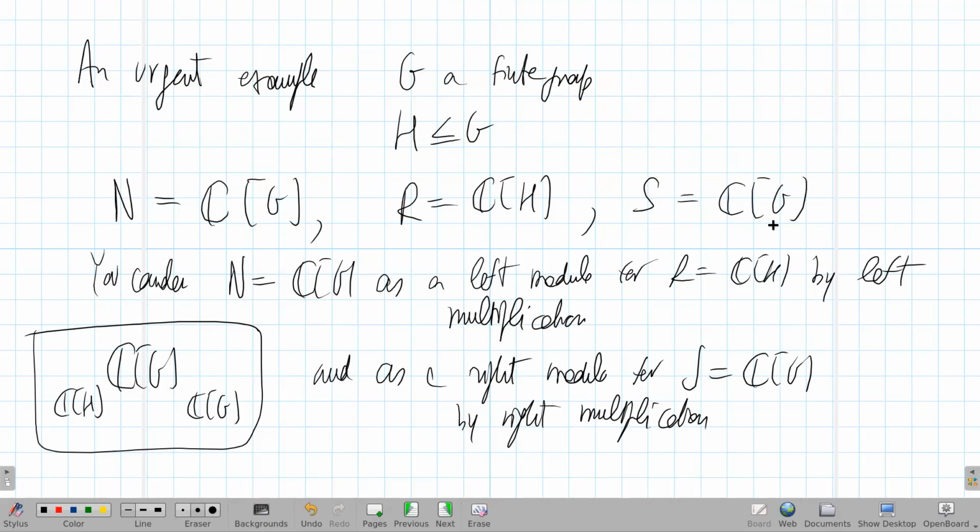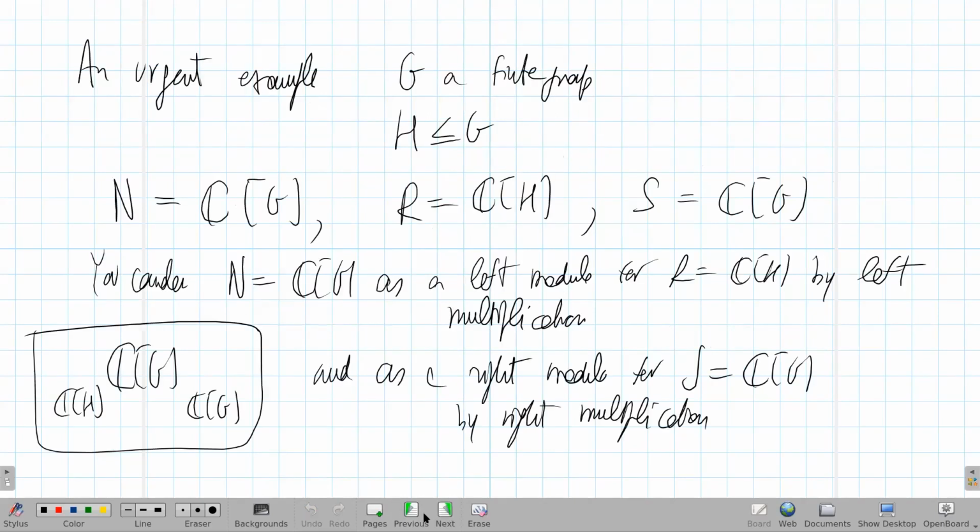On the right, we have the CG, so that's the regular representation. On the left, you have CH. And since I multiply on the left and on the right, it's a bimodule because I'm doing multiplication within CG, but of course, the associative property tells you that you can multiply first on the left and then on the right, or vice versa.